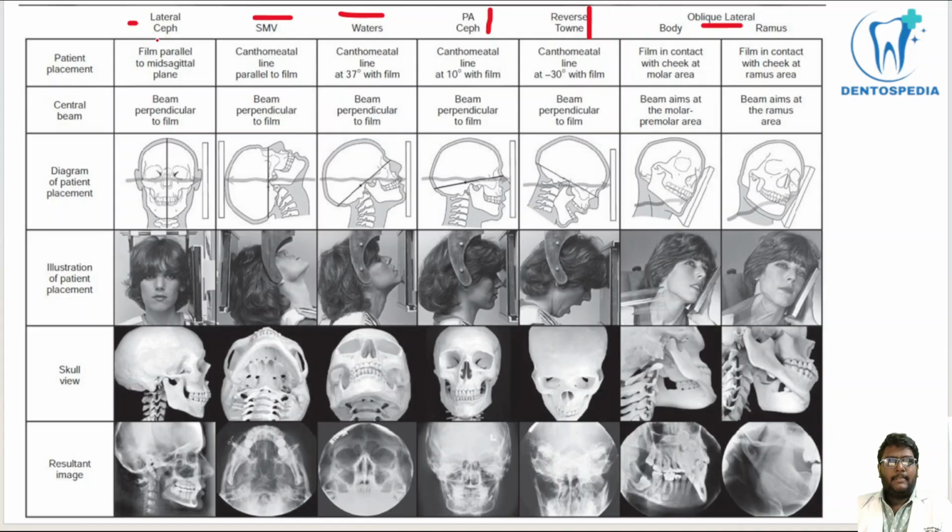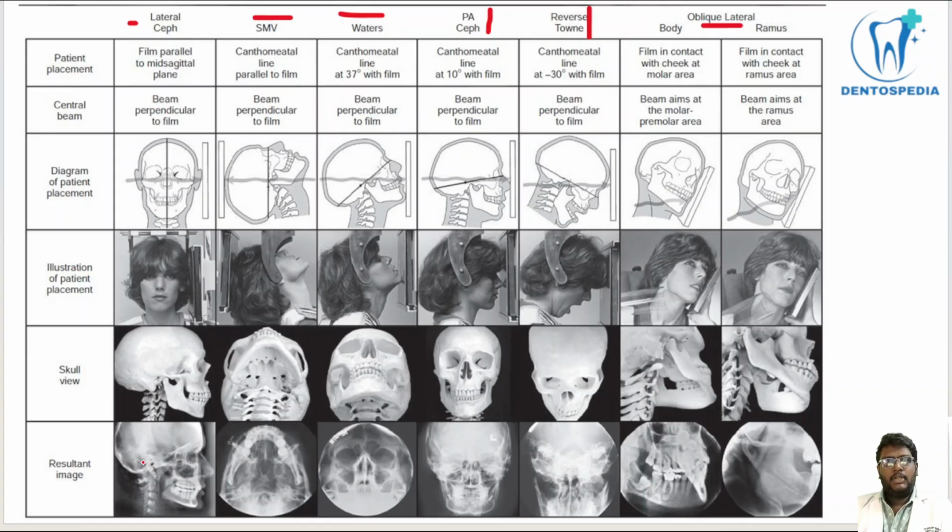Coming to the lateral cephalogram, in this technique, we are placing the patient such that the film is parallel to the mid-sagittal plane. This is the mid-sagittal plane of the patient, okay, and the film is placed parallel to it. And then we are projecting the X-rays towards the film, okay, and this is how we position the patient, and this is the skull view, and this is the resultant image, okay.